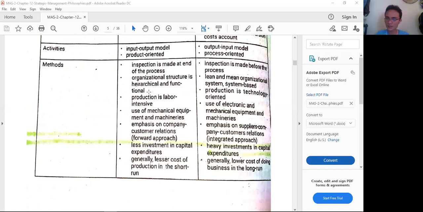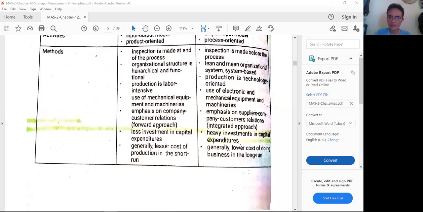Organizational structure is hierarchical and functional, but here it's lean and mean organizational system and system based. So traditional would be focused more on the organizational charts, but the latter strategic would be, aside from the hierarchical, there would be another format or form of the organizational system. Then production is labor intensive. It's more on manpower, but for strategic, it's technology oriented. So it's more on using the machines, the modern equipment, and technologies available. All right, so these are just some of the highlights.